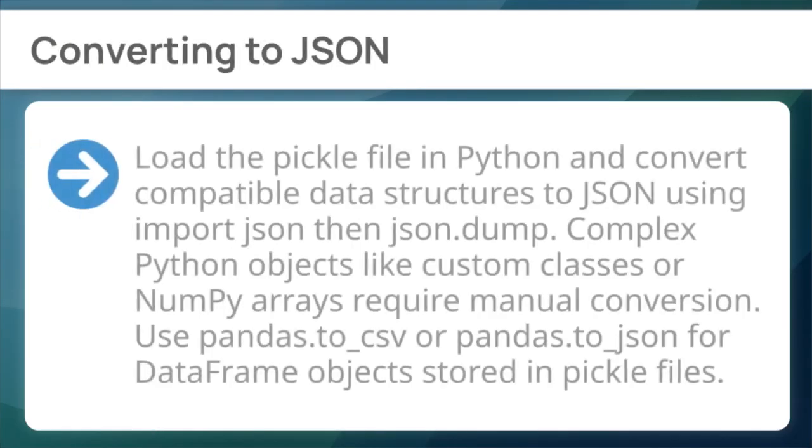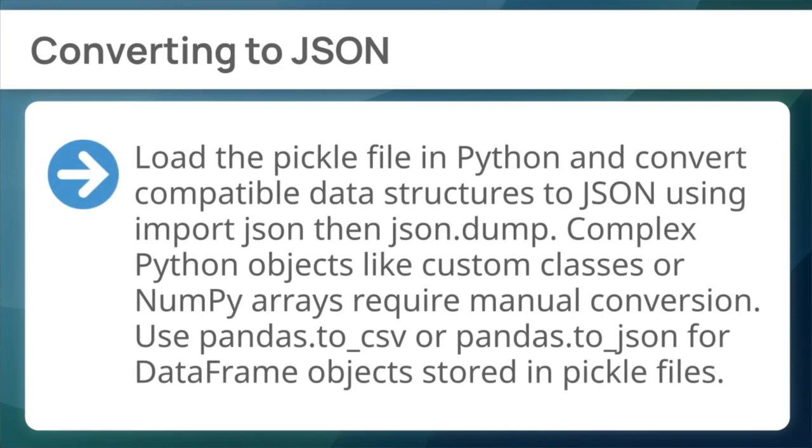Finally, converting to JSON. Load the pickle file in Python and convert compatible data structures to JSON using import json, then json.dump. Complex Python objects like custom classes or NumPy arrays require manual conversion. Use pandas.to_csv or pandas.to_json for data frame objects stored in pickle files.